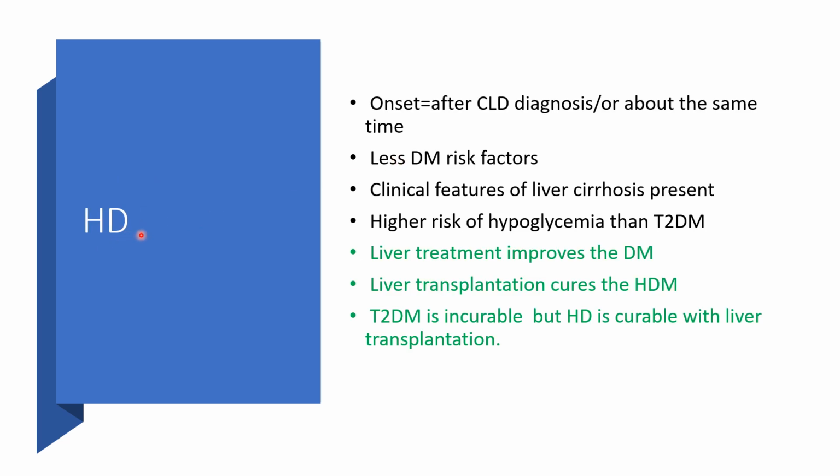In hepatogenous diabetes, the onset will be after chronic liver disease has been diagnosed, or at about the same time that the individual is diagnosed with chronic liver disease. That is not to say the person couldn't have come down with type 1 because of autoimmune disease somewhere not yet known, or type 2 if there's genetic constitution, obesity, and the rest. That is not what we are saying. What we are saying here today is that it is because there is a liver problem, and that is the cause of this diabetes.